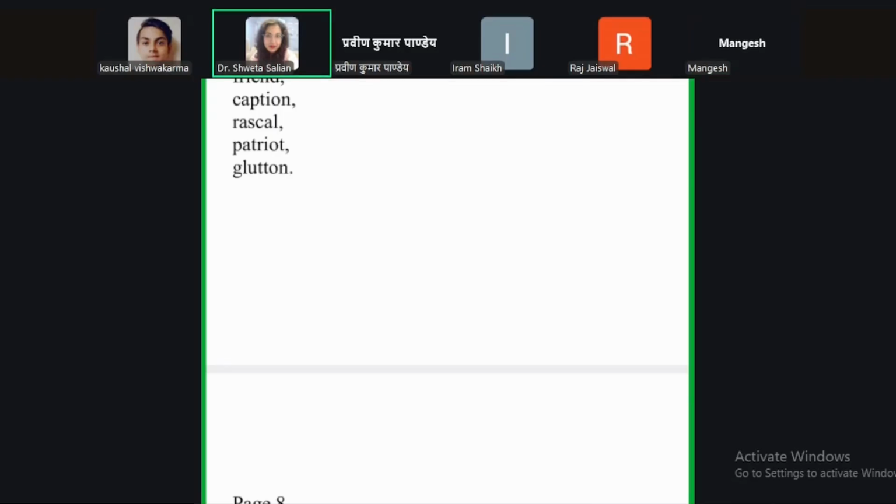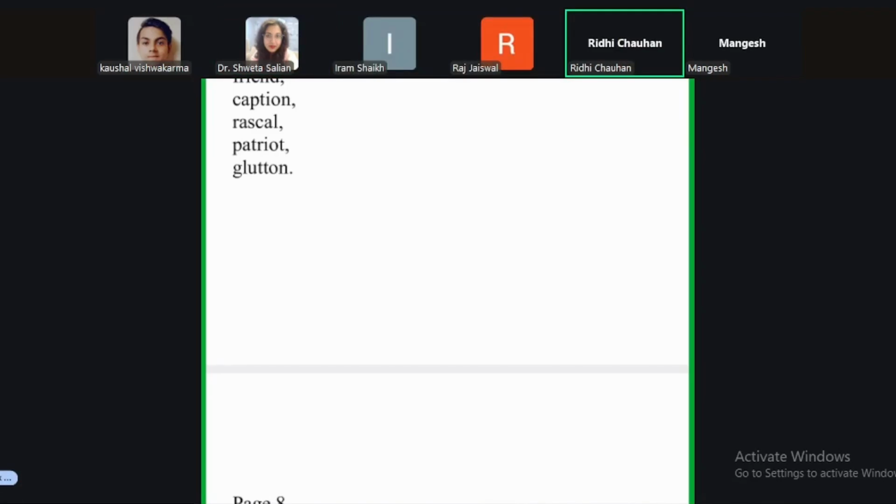Patriarch is different. Patriarch means the head of the family is a man. Matriarch means the head of the family is a woman. So these are different words altogether.